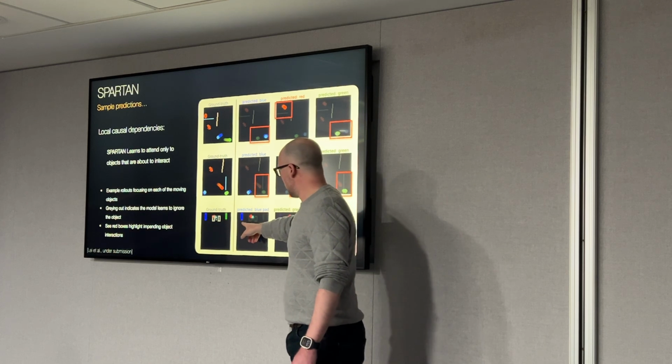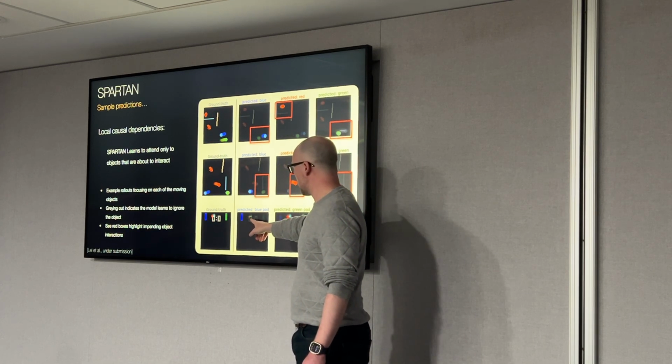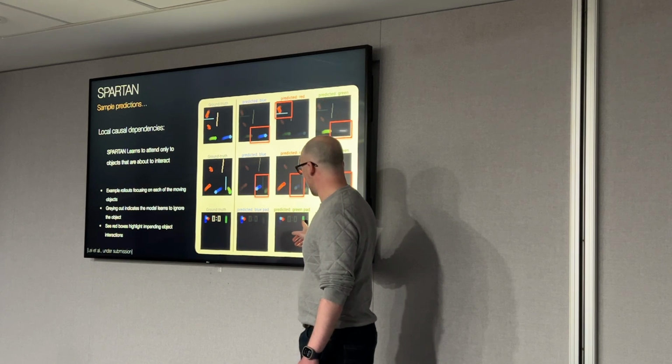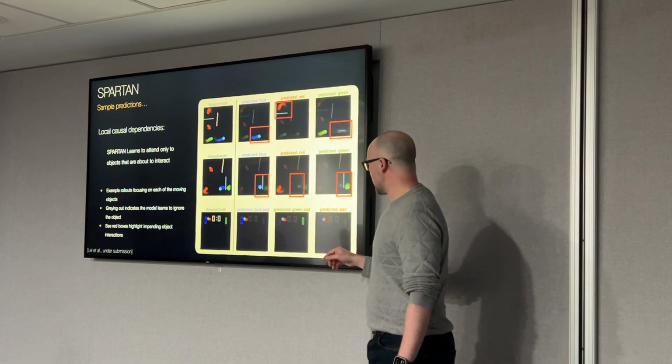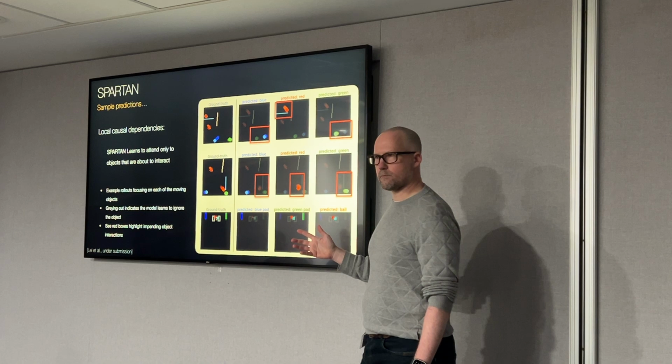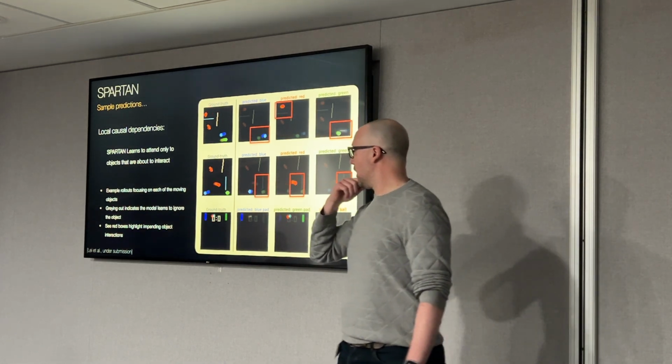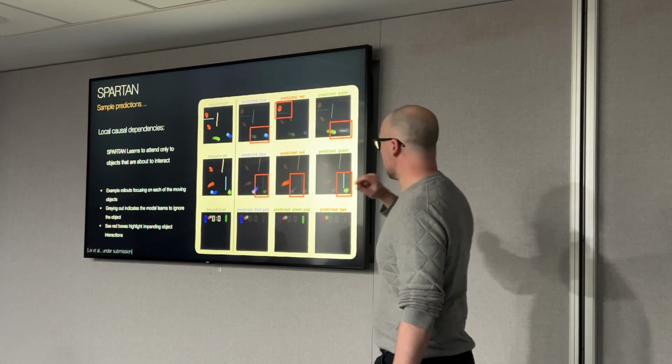Here, interestingly, the blue paddle will attend to the ball when it's close to it or coming near it, and the green paddle will do the same thing. The ball hardly ever cares about where the paddles are unless it actually bounces off them. Okay, and it's this sort of structure that we get emerging from our particular Spartan learning concept.